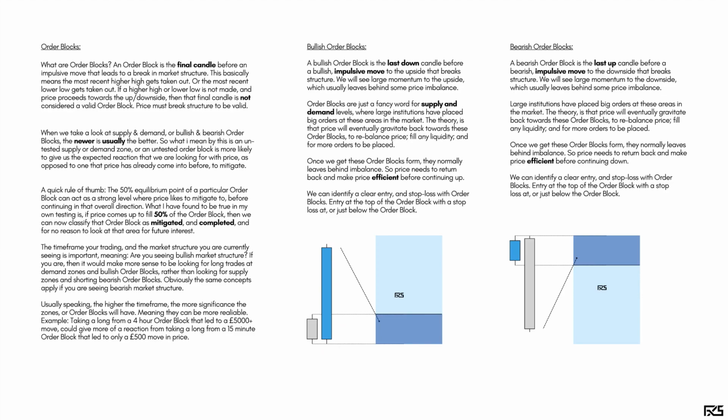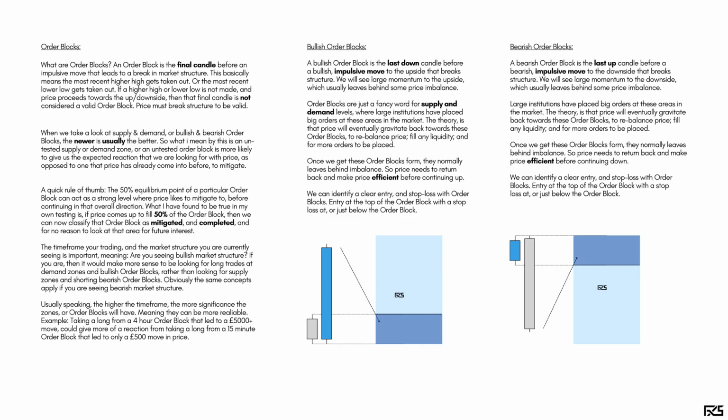Now, these levels are where large institutions have placed big orders in the market. The theory behind it is that price will eventually gravitate back towards these order blocks to rebalance price, fill any liquidity that couldn't be filled before as price moved aggressively away from that area, and for more orders to be placed, before continuing to the upside. Once these order blocks form, they usually leave behind imbalance, as I just said, so price usually needs to return and make price efficient before continuing to the upside.